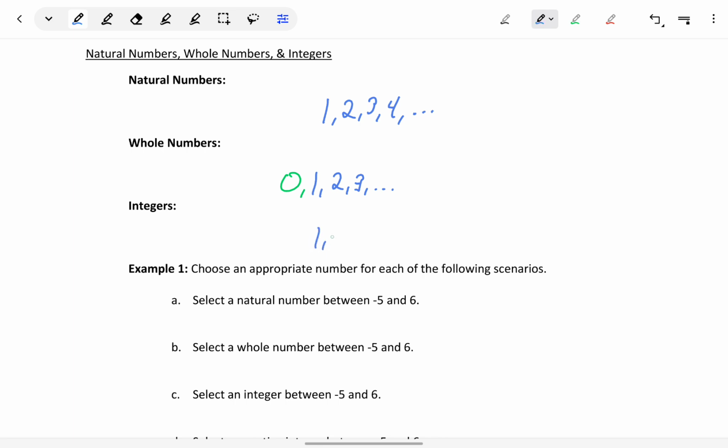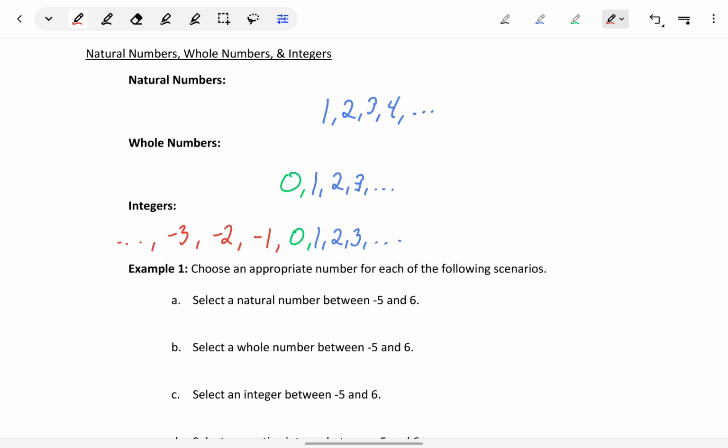The integers include the natural numbers, 1, 2, 3, and so on, 0, and then also include the negative numbers. So -1, -2, -3, and so on down however far we want to count into the negative numbers.